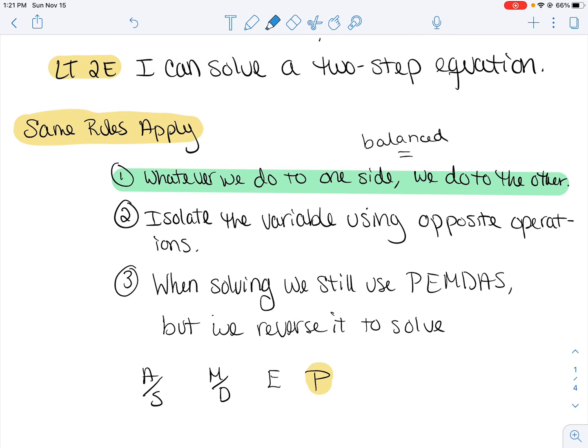Second, our goal is to isolate the variable, and we want to do that using opposite operations. So if you remember, those are adding and subtracting, multiplying and dividing. As we get a little fancier, there will be a few more operations, but for now, that's what we need to focus on.